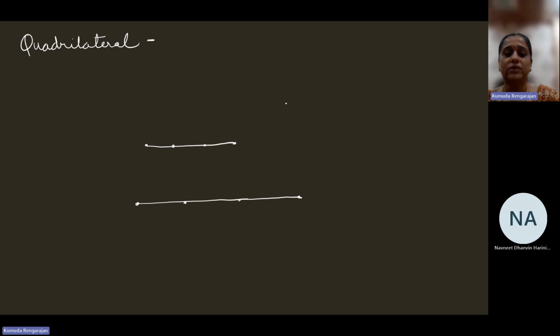So now what do I understand from this one? If the 4 points are collinear, no quadrilateral is formed. If the 4 points are collinear, that means they lie on the same straight line. No quadrilateral is formed. Okay.